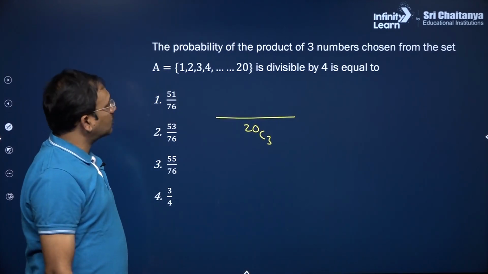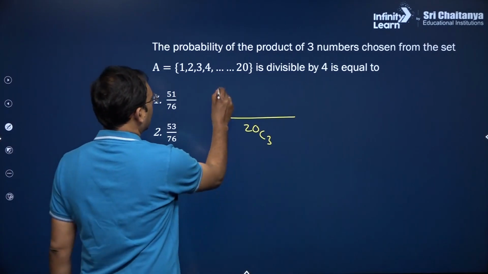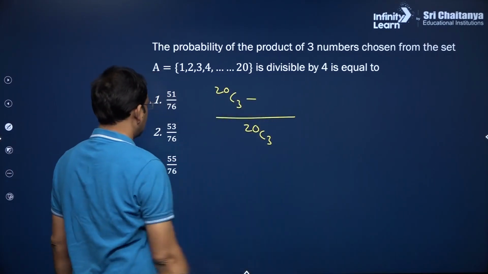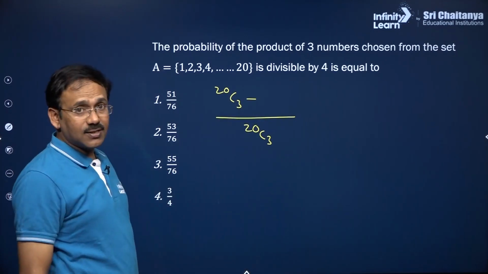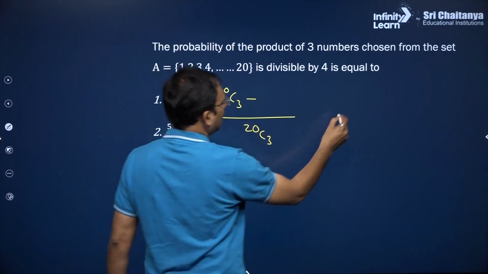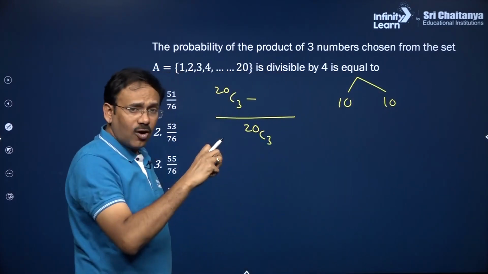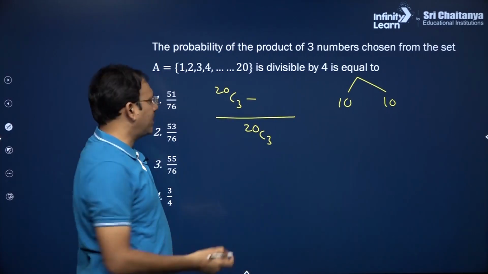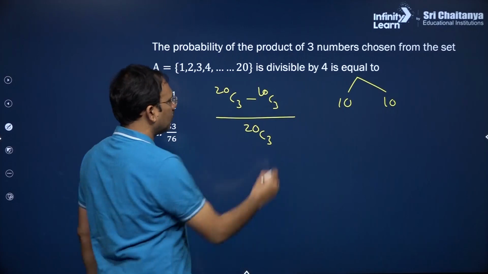So, the product of 3 numbers is divisible by 4. We will take out the cases: total minus the bad cases. What is the case? Suppose out of these 20, there are 10 odd numbers and 10 even numbers. If all 3 are odd, the product cannot be divisible by 4. So you remove the 10C3 case.